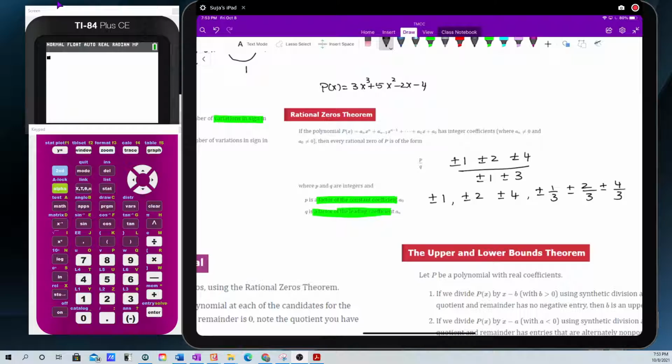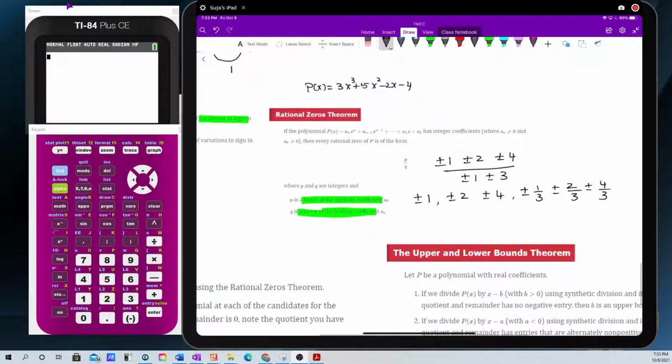Okay, so the rational zero theorem says that if there is a rational zero in this polynomial, then it's in this list. What I have listed: it could be ±1, ±2, ±4, ±1/3, ±2/3, or ±4/3.